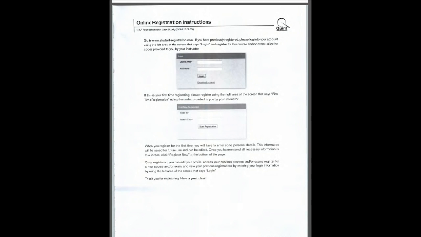Next page has to do with online registration instructions. We will skip this portion as it has no relevance to the study material at hand.